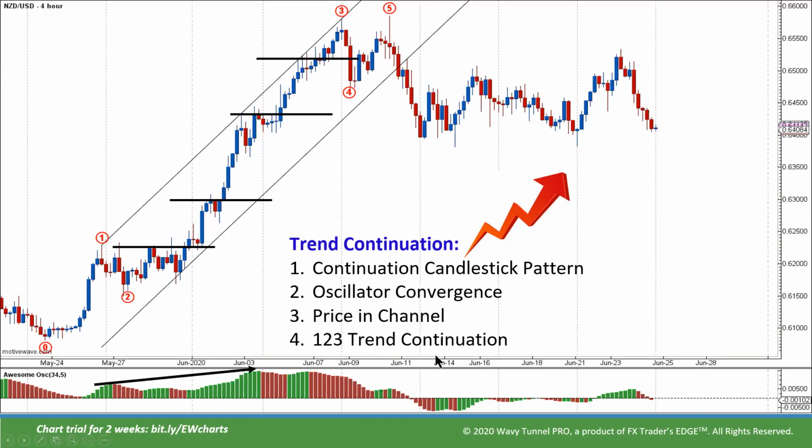And then 1, 2, 3 trend continuation is where I've drawn my horizontal lines across price, where you can label each move as a 1, 2, 3, point 2 being the breakout point for the continued trend higher. Point 2 is the breakout point. You can also see chart patterns along the way.